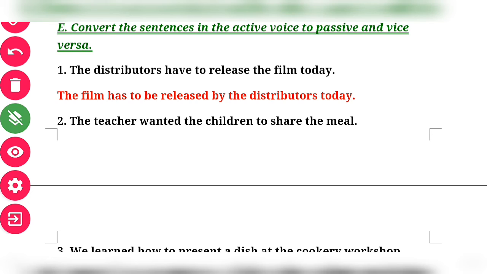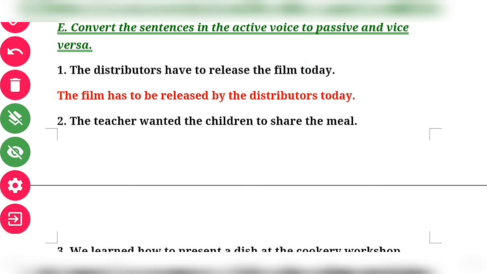Next is to convert these sentences from active voice to passive voice, and vice versa. What is given like that. So, the distributor has to release the film today. It's very simple. You know how the subject comes in the part of the object, and how the object comes in the part of the subject. Okay. The film has to be released by the distributor today.